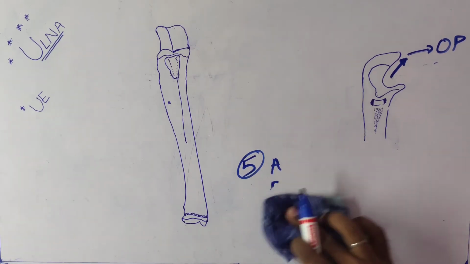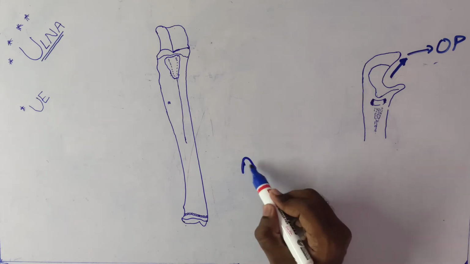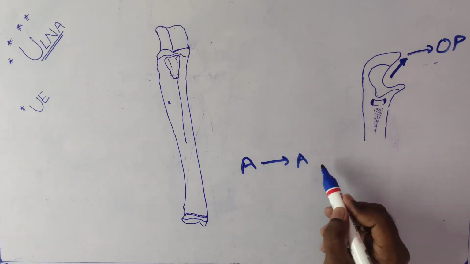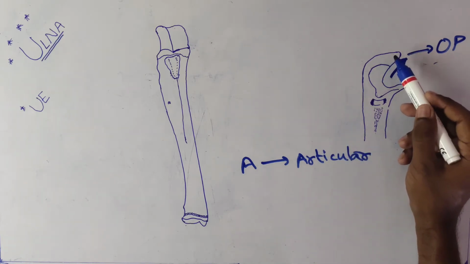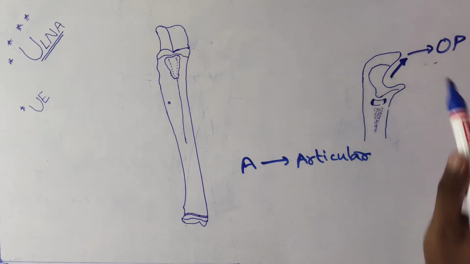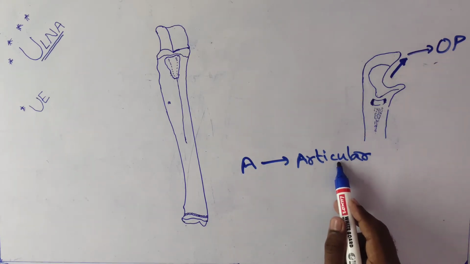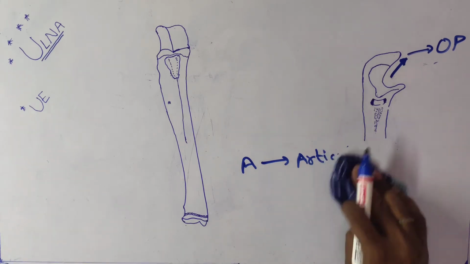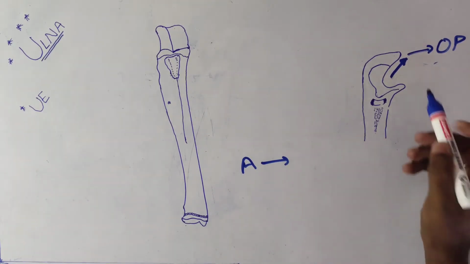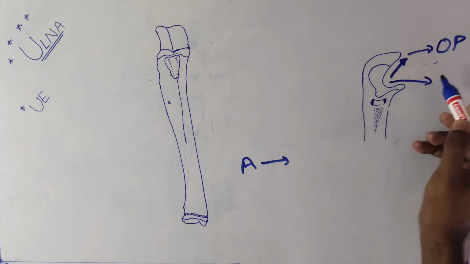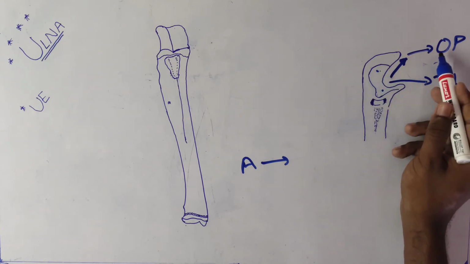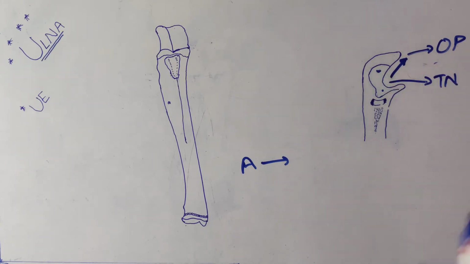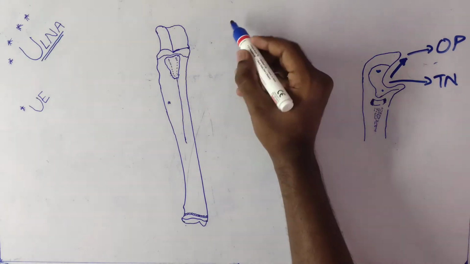Now we will discuss the anterior surface. The anterior surface is an articular surface, because it articulates with the trochlea of the humerus to form the elbow joint. So it is called the articular surface. The anterior surface is at the superior part of the trochlear notch. This is the superior part and this is the inferior part. So the Olecranon process is placed at the superior part of the trochlear notch. We have completed the anterior surface.